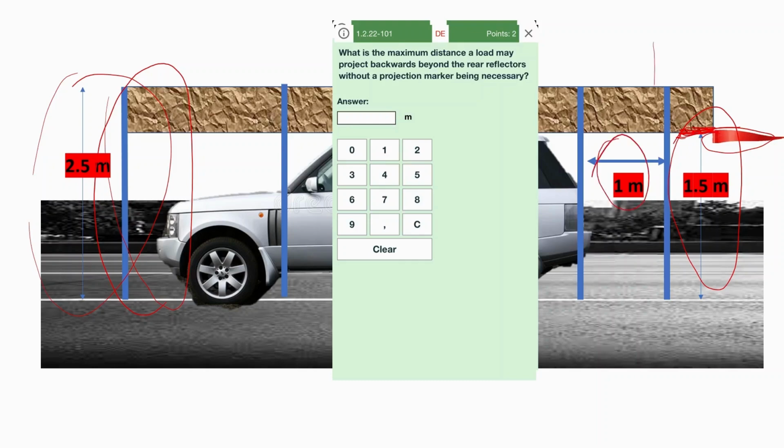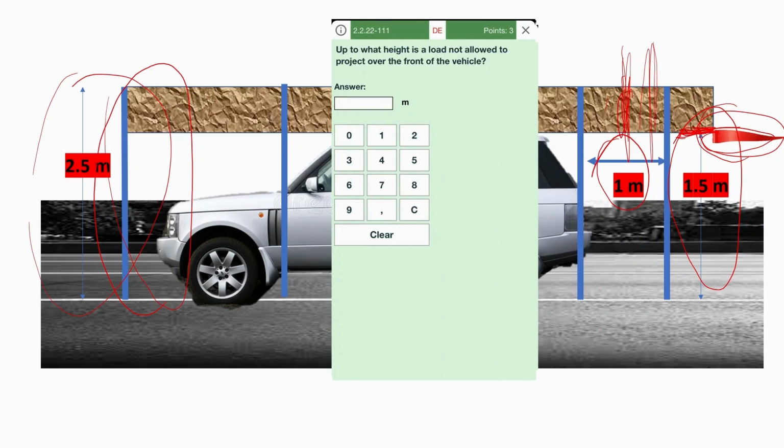So that means your load can project until a maximum distance of 1 meter without a projection marker. So in this case, if your load is like say until here, you don't need a projection marker. So the answer is 1 meter. Let's look at the next one. Up to what height is a load not allowed to project over the front of the vehicle? The answer is 2.5 meter.